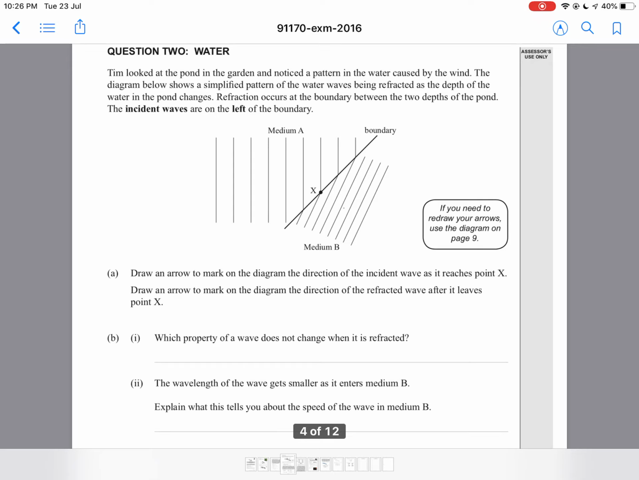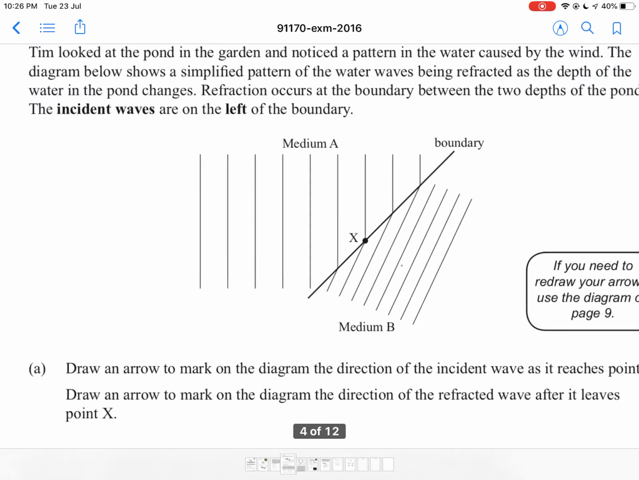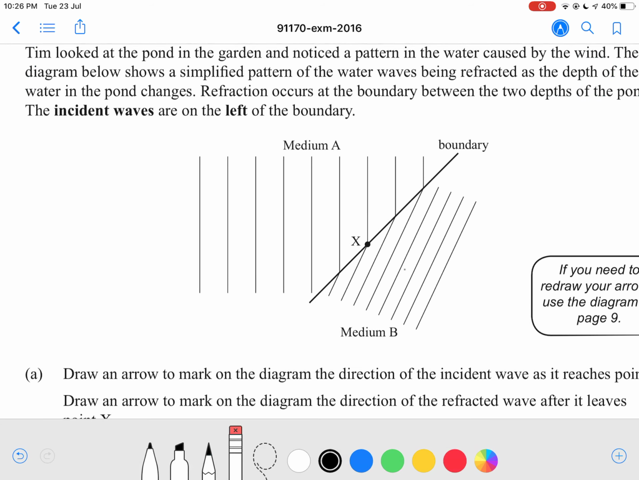So as you can see, the direction is always perpendicular to the wavefronts. The wavefronts are vertically downward, so therefore the direction is perpendicular. So therefore it must be traveling in the right direction. That's your direction for the incident wave.